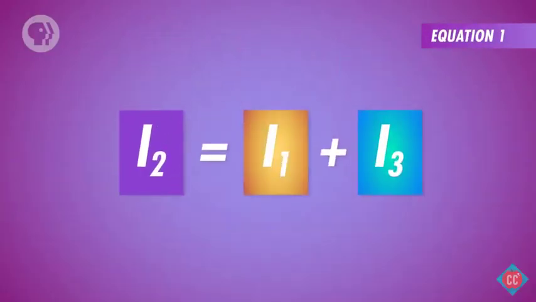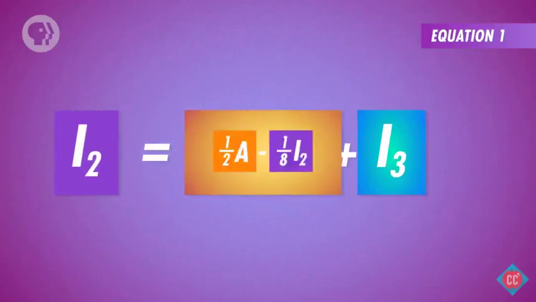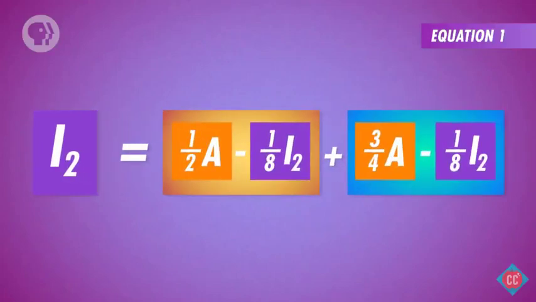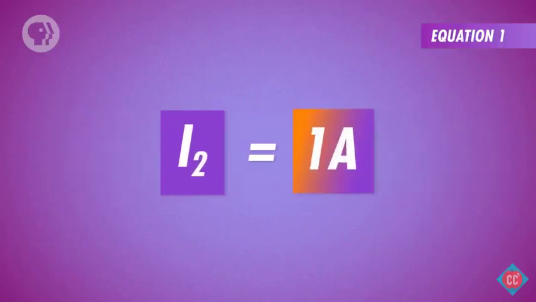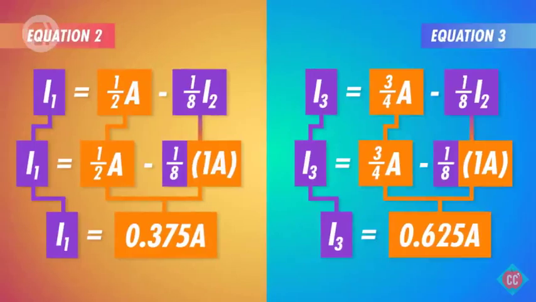So let's first revisit equation 1 and replace I1 and I3 with equations 2 and 3. Now you have an equation entirely in terms of I2, which you can solve to find that I2 is equal to 1 ampere.